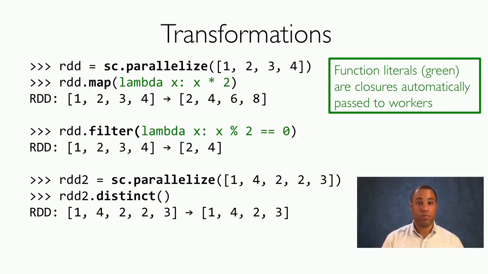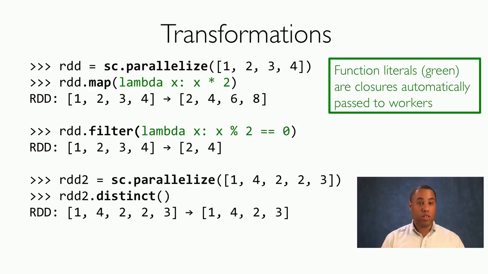Now again, nothing actually happens until an action is performed, but this is part of the recipe that we're constructing. Now alternatively, we could have used a filter transformation. Here, the lambda function will return true if the element modulo 2 equals 0. So this will take our RDD of 1, 2, 3, 4 and return elements 2 and 4. So we construct a new RDD consisting of 2 and 4.